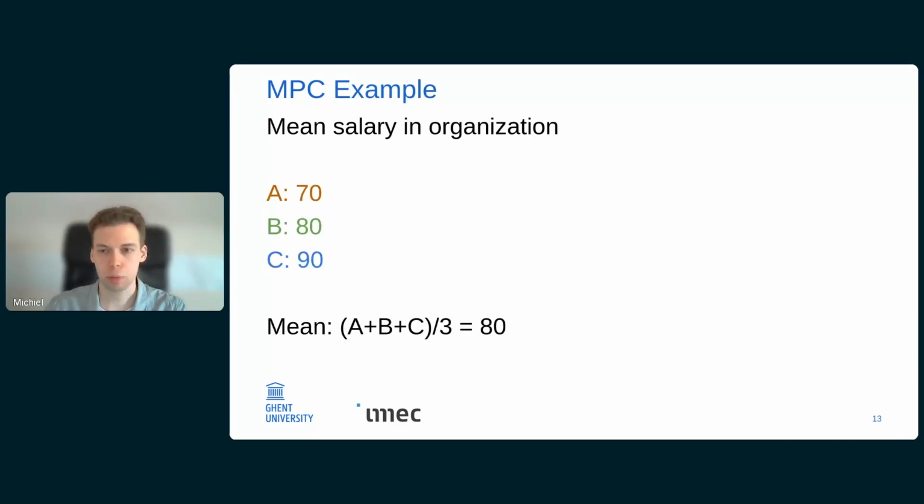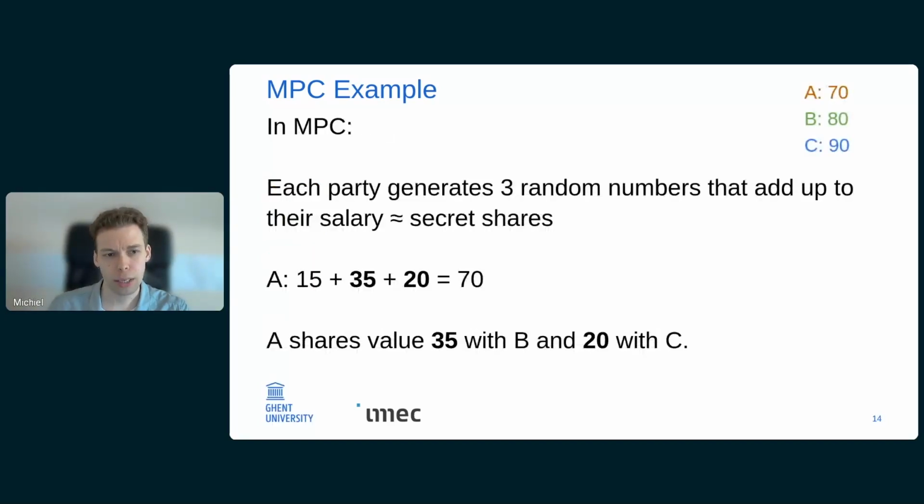A very simple example to grasp MPC is to calculate the mean salary in an organization, which is a very common example. Let's say we have three parties, 3 employees of a company, A, B, and C, which have a salary of 70, 80, and 90 respectively. And we want to know the mean, which is 80 in this case. But the different employees don't want to share their actual salary. So how would we do this in MPC? Well, it's actually quite easy.